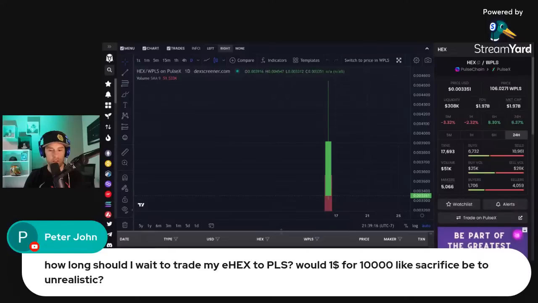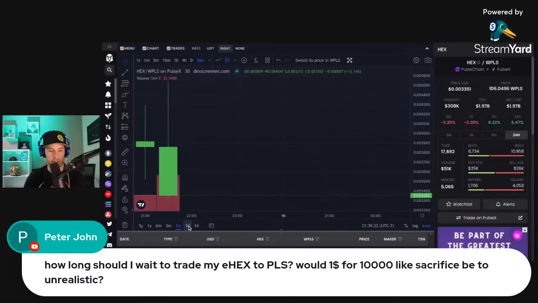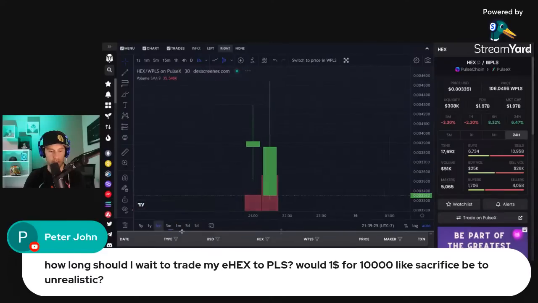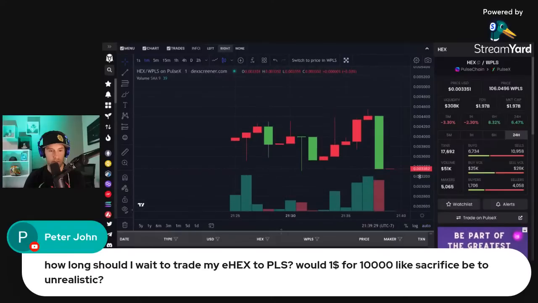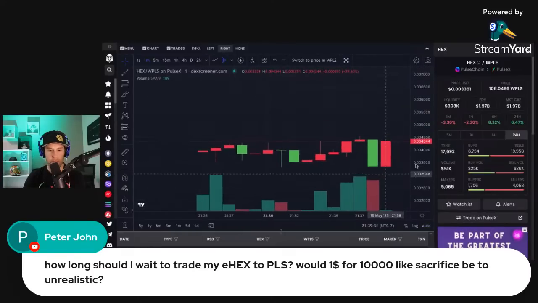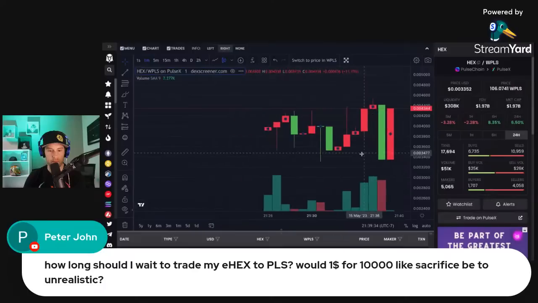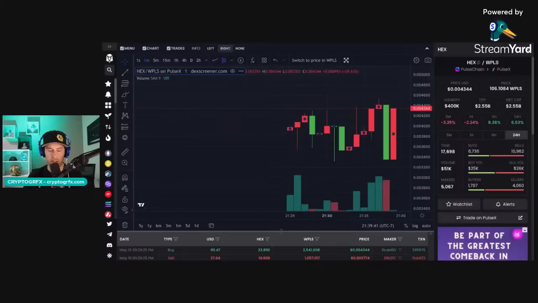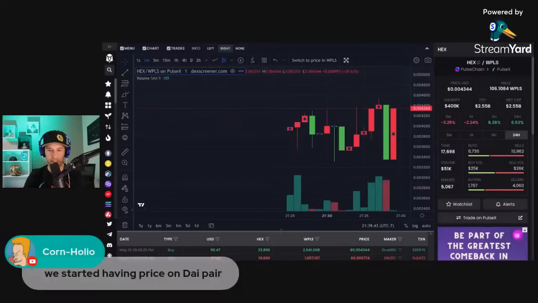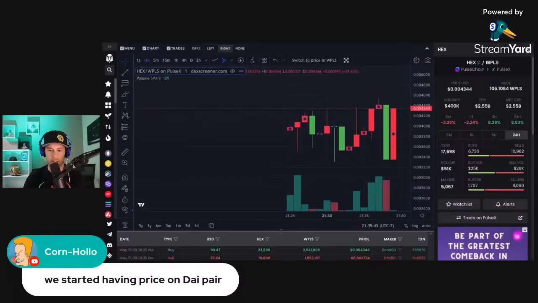Huh. Is this tanking? I can't tell. Let me see here. Hold on, guys. Sorry, there's a lot happening right now. So hex wrapped pulse. Damn, this is actually really hard to keep track of with everything that's going on right now. Okay, hold on, guys. Sorry, I'm doing a terrible job of navigating this. We started having a price on the DAI pair. Is it really? Let me see here.